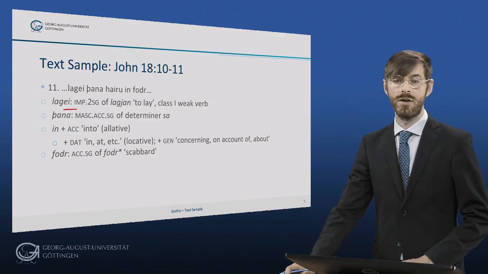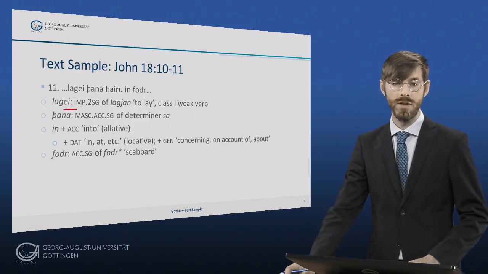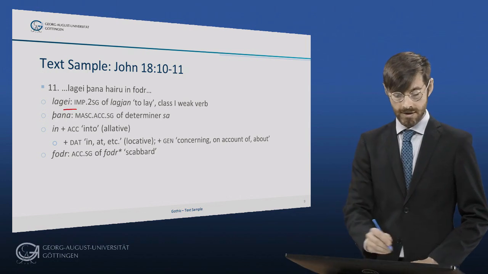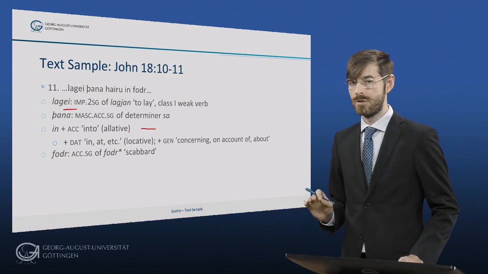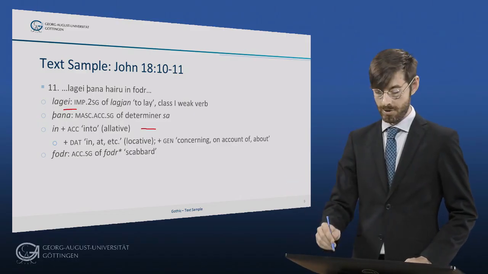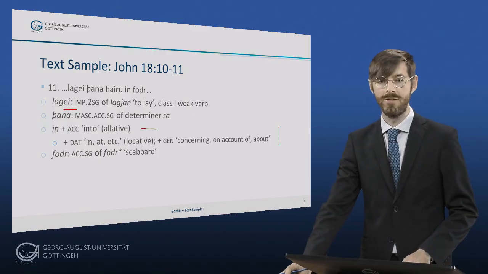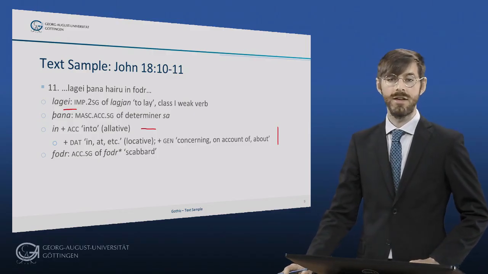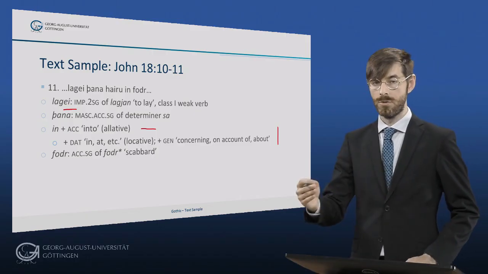Not all Greek articles are translated as determiners in Gothic, but many are. The preposition in here can be a little slippery in Gothic. Unlike do, it can govern any oblique case, and its meaning changes depending upon the case governed. In this instance, it's followed by the accusative, which signals an allative meaning, into.